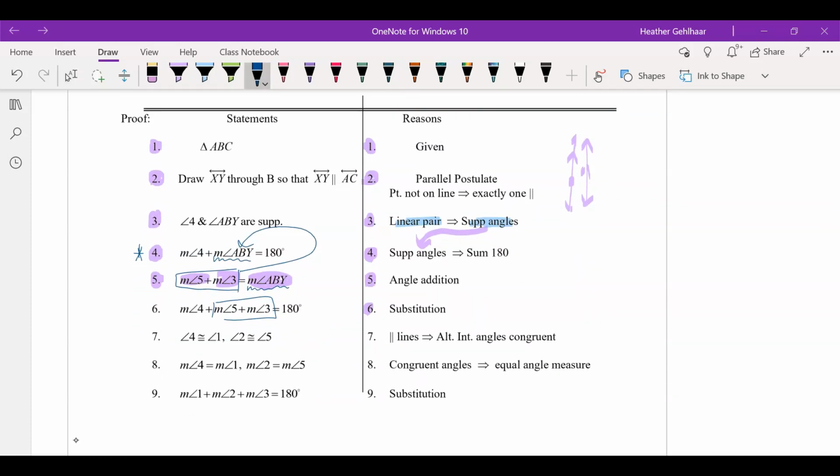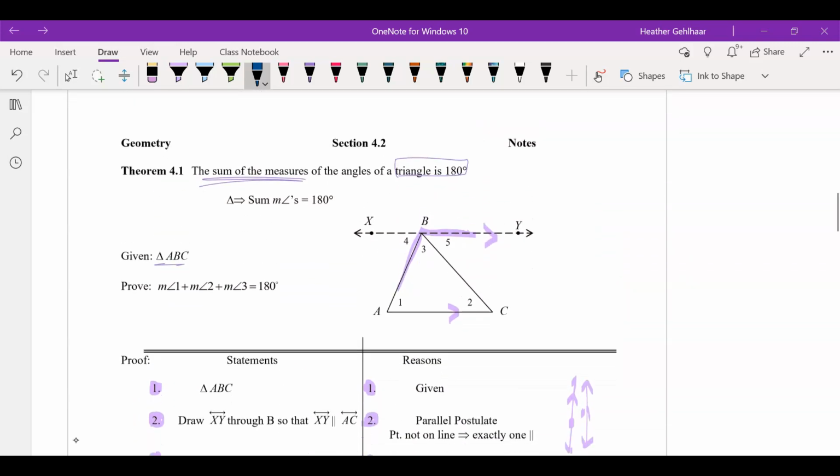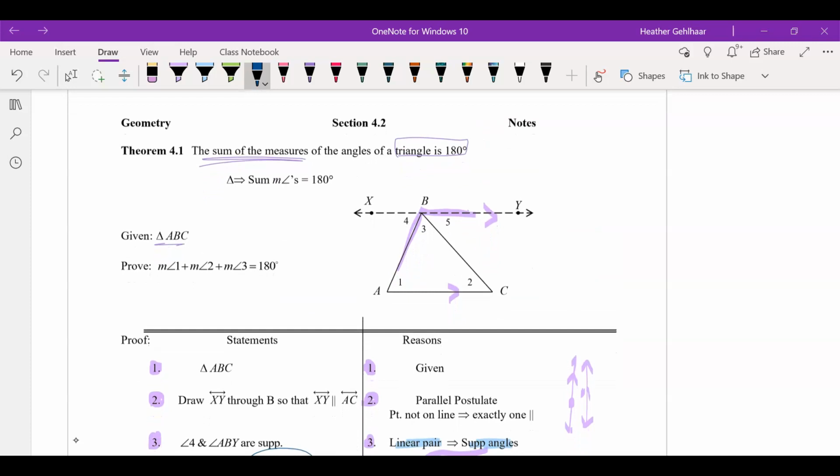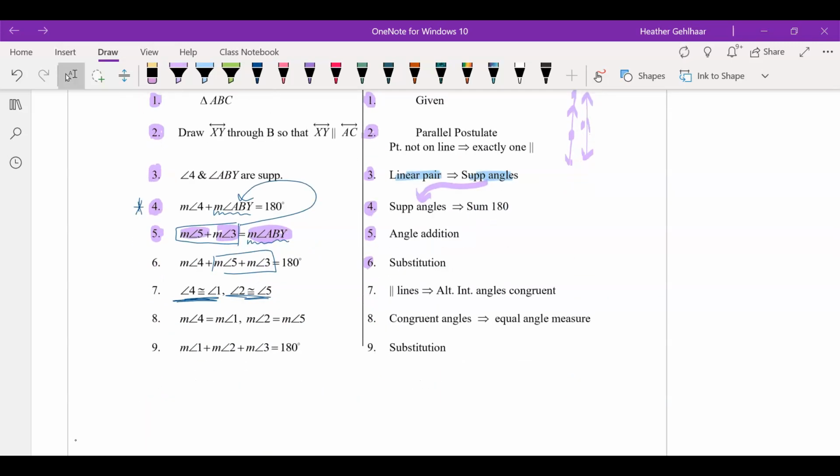Next, what we have here is angle 4 and angle 1 are congruent, and angle 2 and angle 5 are congruent. Parallel lines imply alternate interior angles congruent. So let's take a look here. We know that we have parallel lines because XY and AC. So here, angle 4 and 1, totally alternate interior angles. And then we have here angle 5 and angle 2. So then from here, we are going to say, since these are congruent, we can write them to be equal to each other. Congruent angles implies equal angle measure.